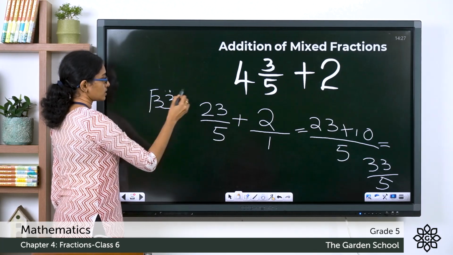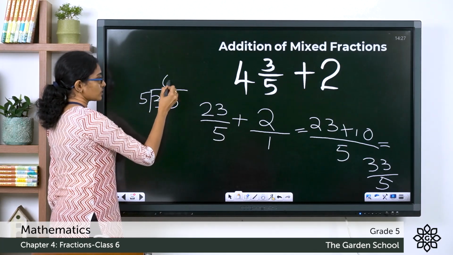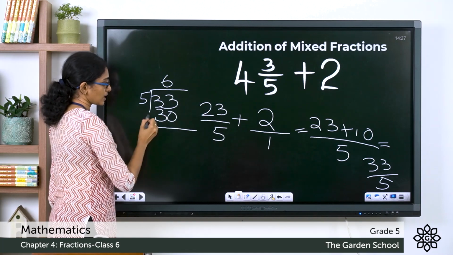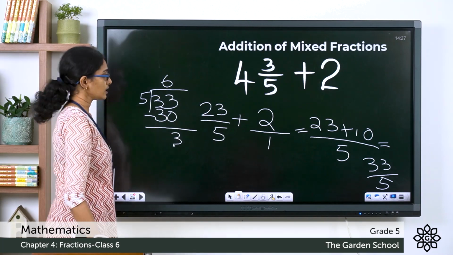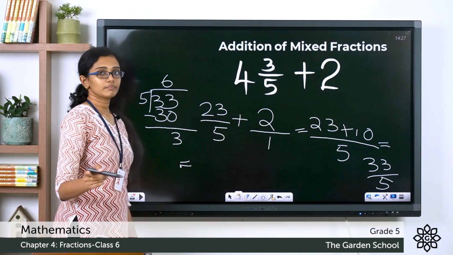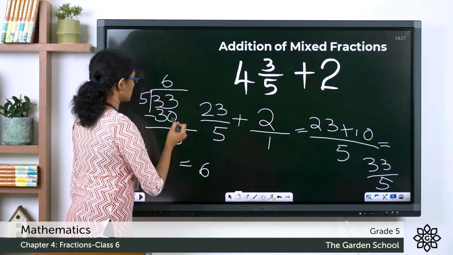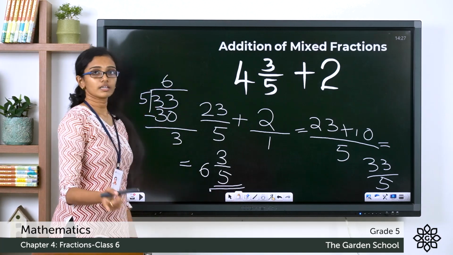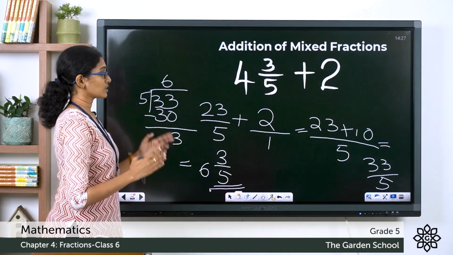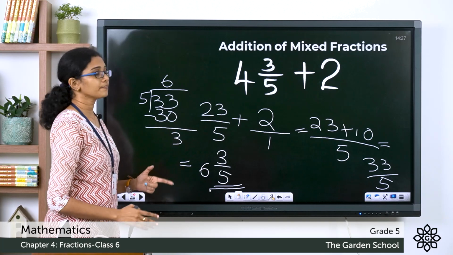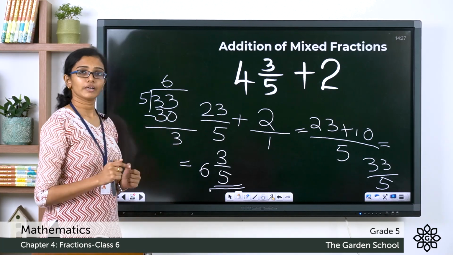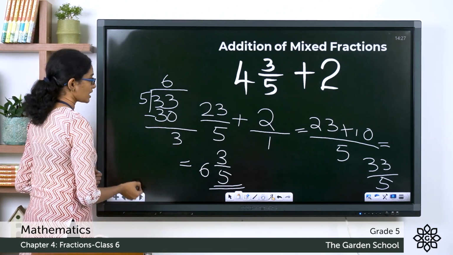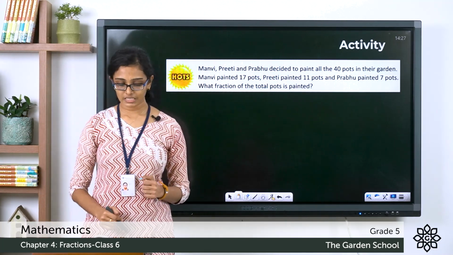And this can be converted to mixed fraction form. How? 33 divided by 5. 5 sixes are 30. You do the subtraction, giving you a remainder of 3. So, the equivalent mixed fraction will be 6 and 3 by 5. See, the same answer we got in the other method as well. So, you can use these two methods while you are doing additions with mixed fractions. I hope this is clear to you. Now, we'll see one more question from the textbook.